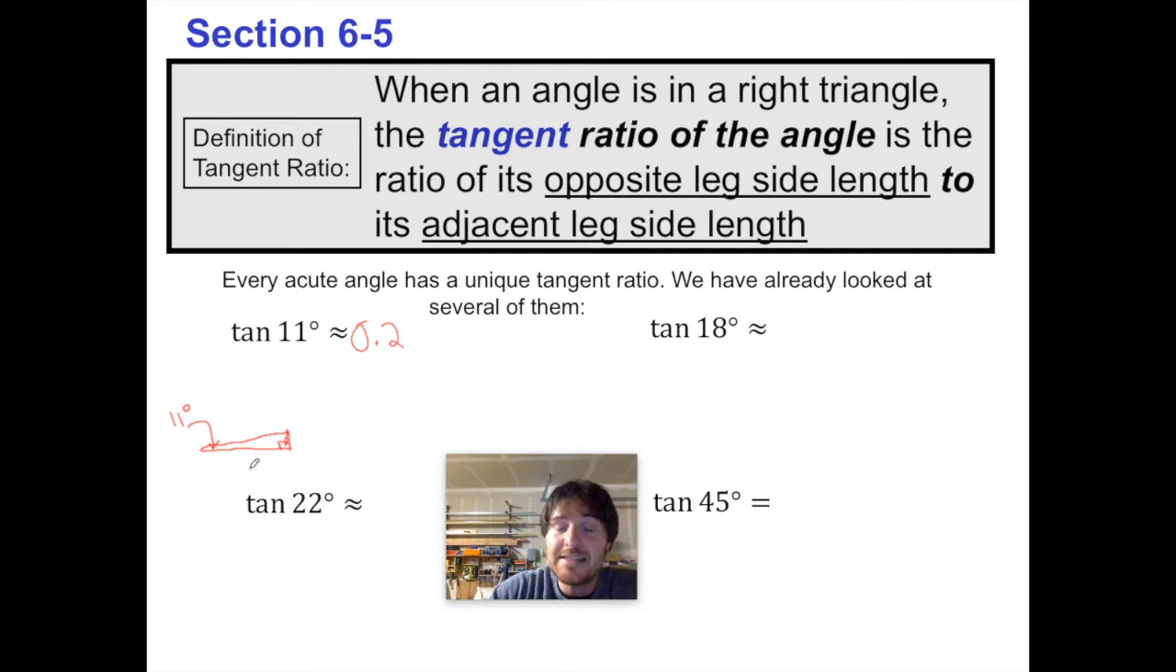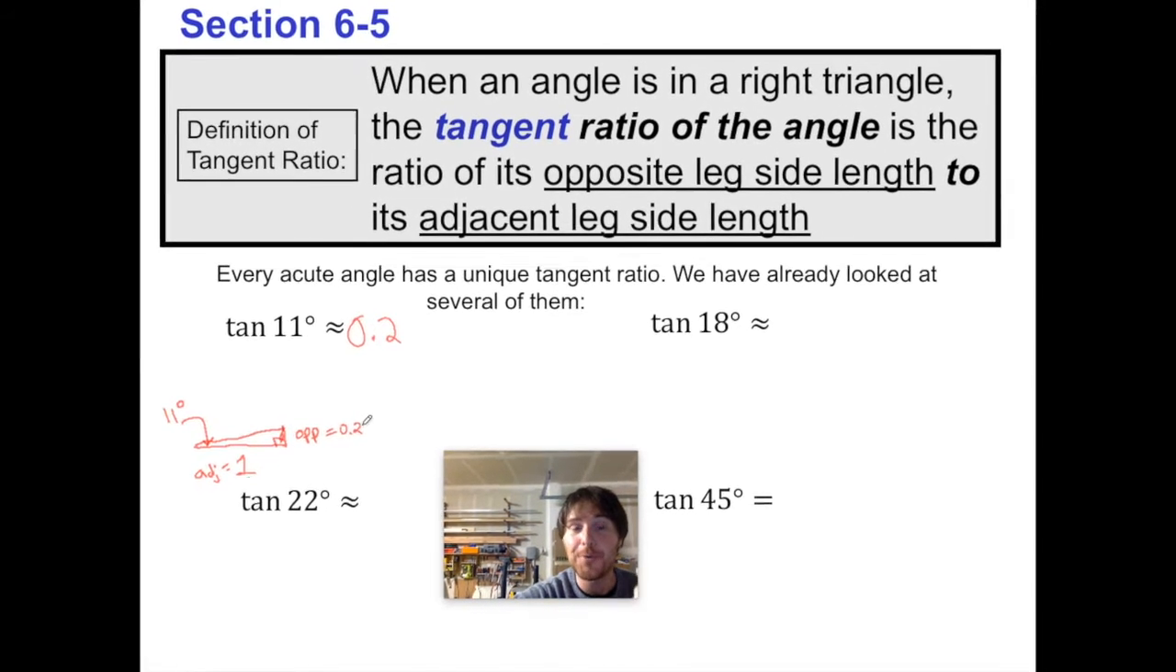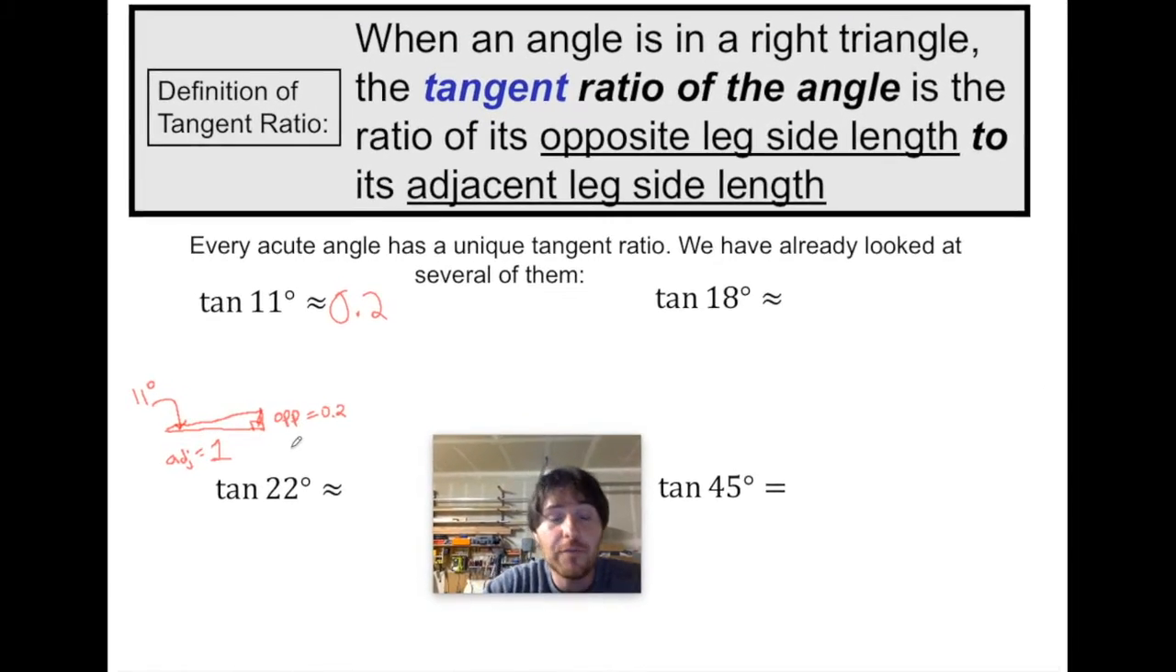So say if this length here, if the adjacent, okay, this is adjacent. Let's say our adjacent here equaled 1, then our opposite would have to equal about 0.2, okay? So do you remember that, right? An 11-degree angle always had a 1:5 ratio, and 1:5 written as a decimal, right?